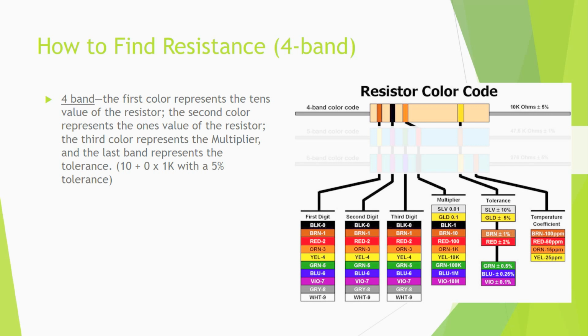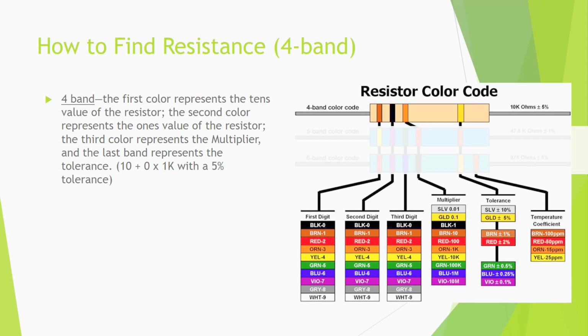The third band is your multiplier, and basically this multiplies the previous number by a value. In this case, it's orange, which stands for 1000. So the total resistance of this is 10,000 ohms, because 10 times the multiplier, which is 1000.